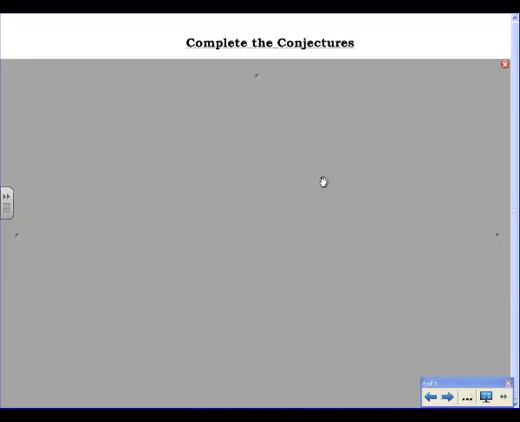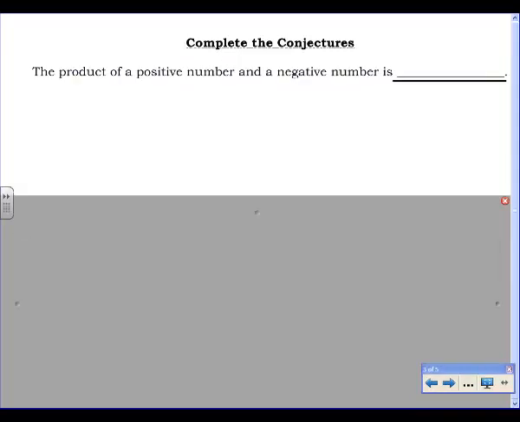Now let's check out a few example problems. First, let's practice completing some conjectures. To complete a conjecture, it's a good idea to start by testing out a few cases. In the first conjecture, I need to complete the statement, the product of a positive number and a negative number is blank. To finish the statement, we'll test a few products to find a conclusion that fits.